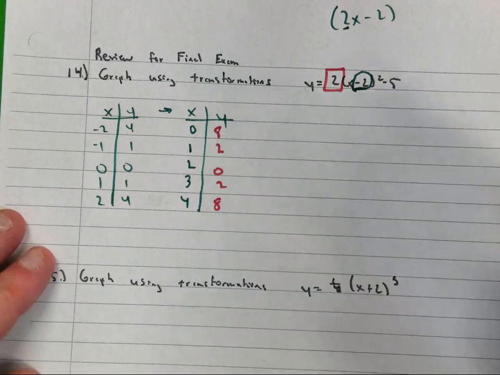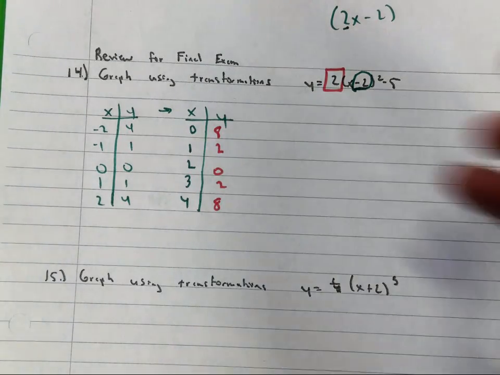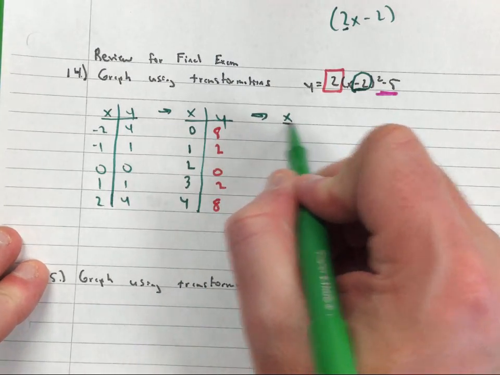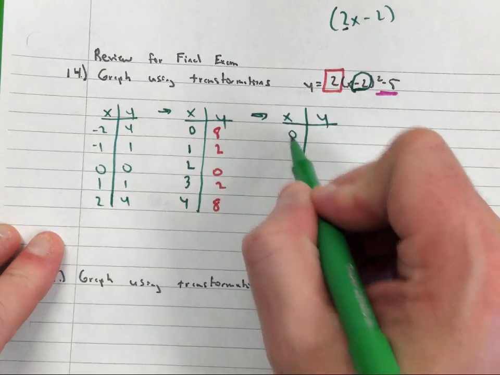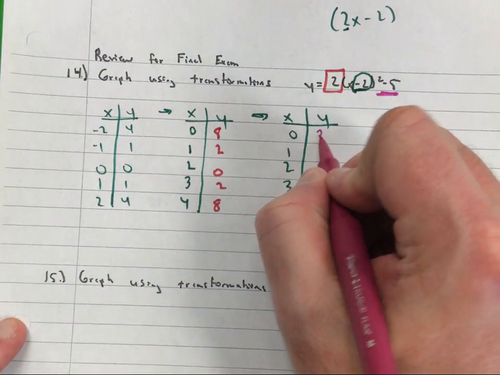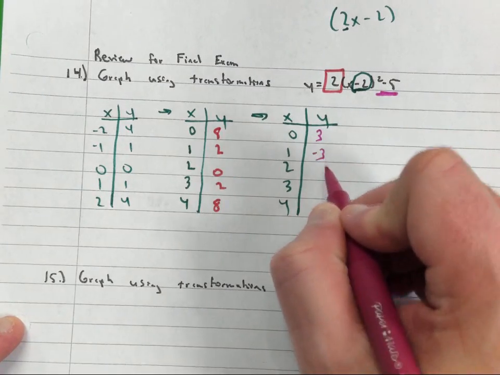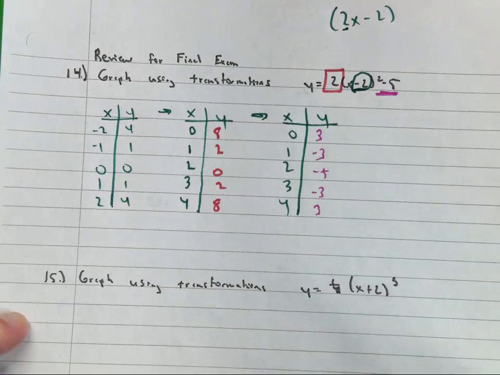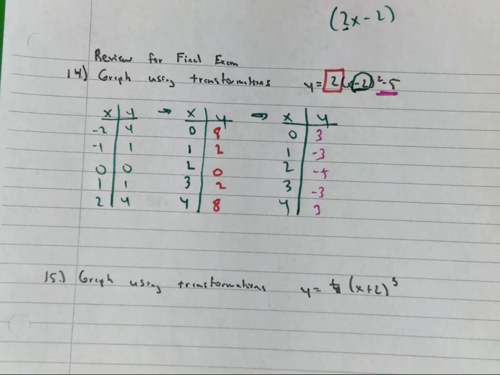If it was on the inside like this, you're going to multiply by the reciprocal on the x coordinates. Okay? What does this negative 5 affect? The y. So you're going to add what to your y's? Negative 5. Very good. So 8 and negative 5 gives you 3. 2 and negative 5 gives you negative 3. Negative 5, negative 3, and 3. So those are the coordinates you graph for that quadratic.